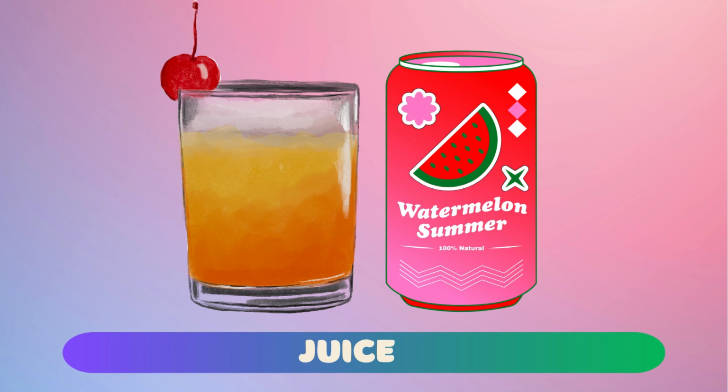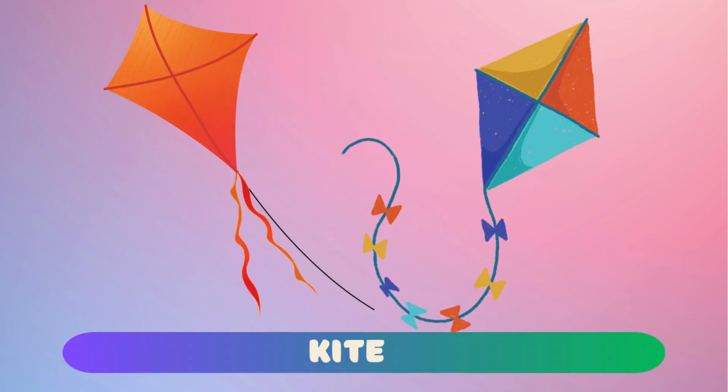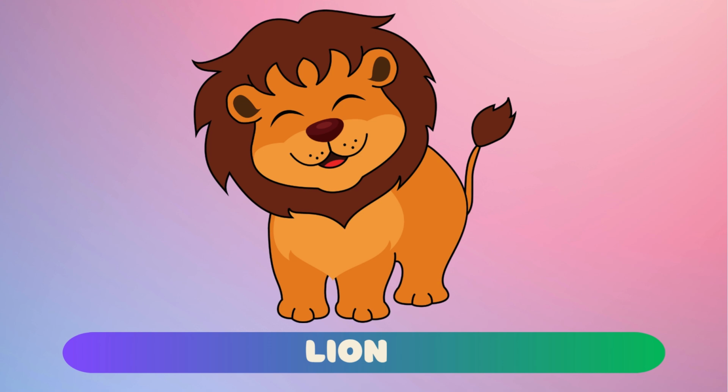Now let's go to K. K sounds like k, k, k. So the letter will be kite. Kite. K, k, k, kite. Now L. L sounds like l. So the letter will be lion. Lion. So the letter will be lion.